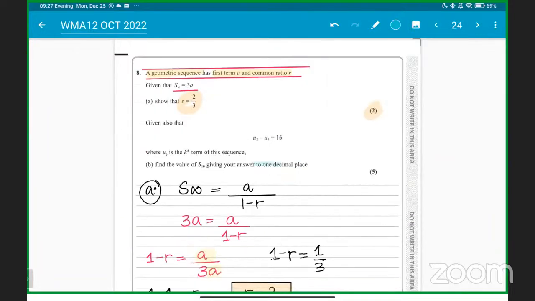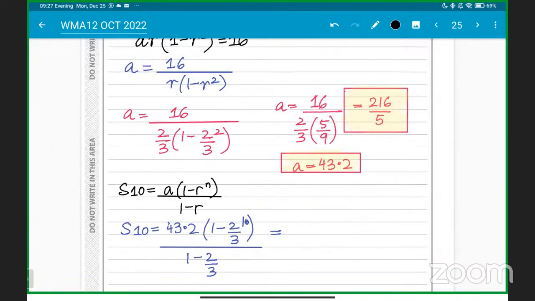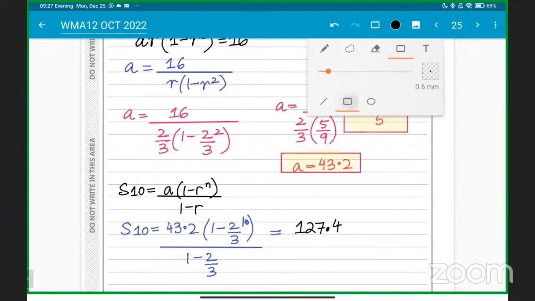Because my answer is coming in decimals, we don't need to check. I think it's simple because the answer needs to be given to a decimal place. So I think it will be 127.4 to 1 decimal place. If working is correct, this should be correct as well. So 127.4 is the answer for question number 8, part B, and that is absolutely correct.